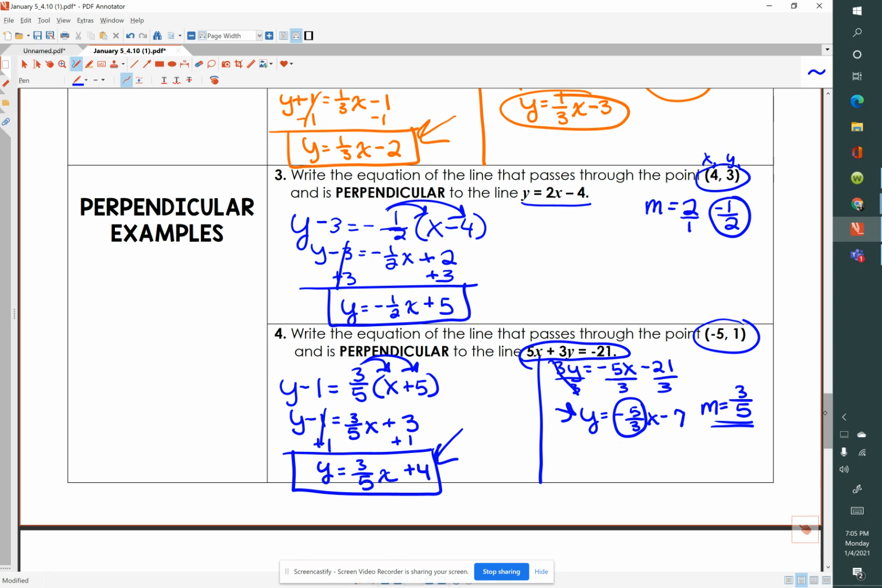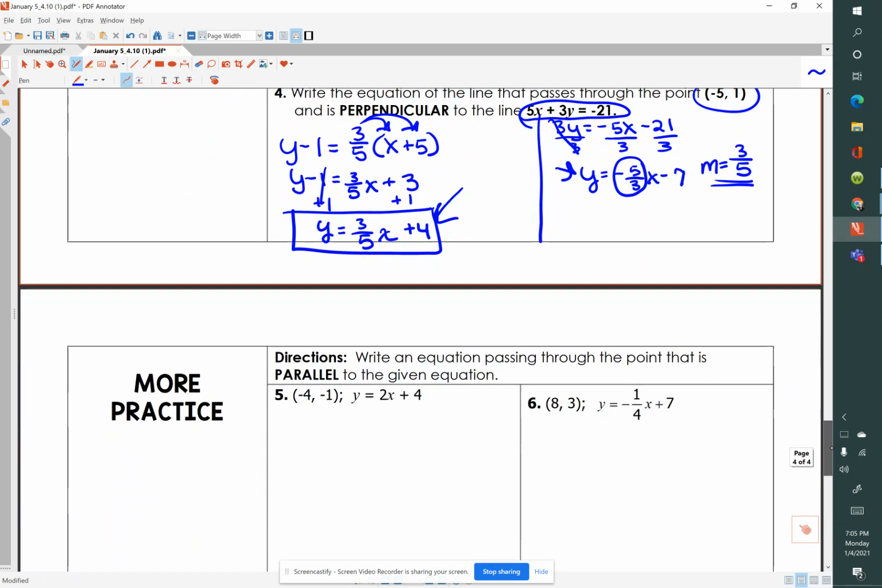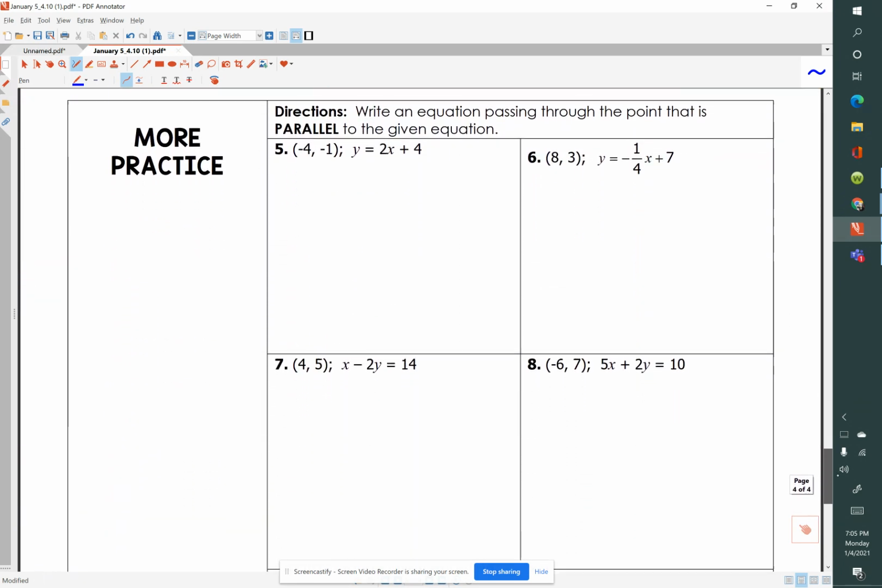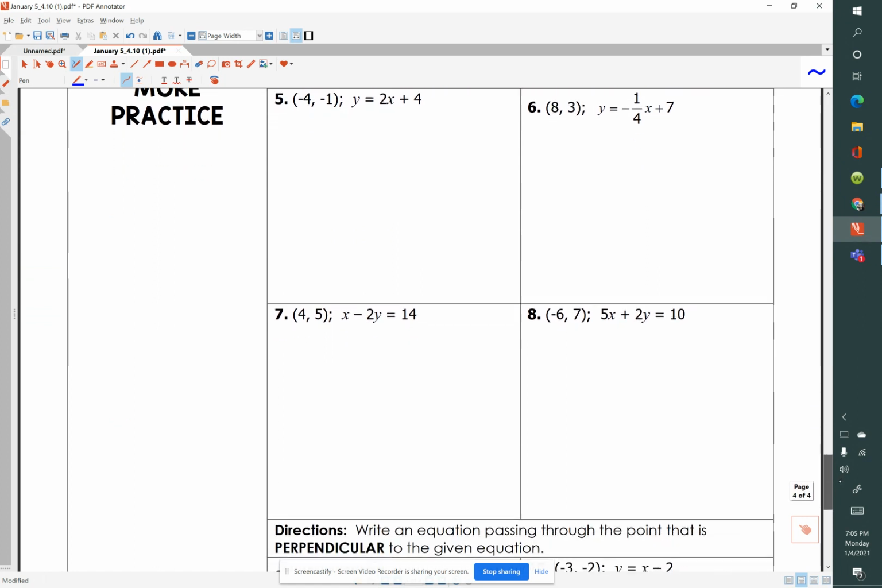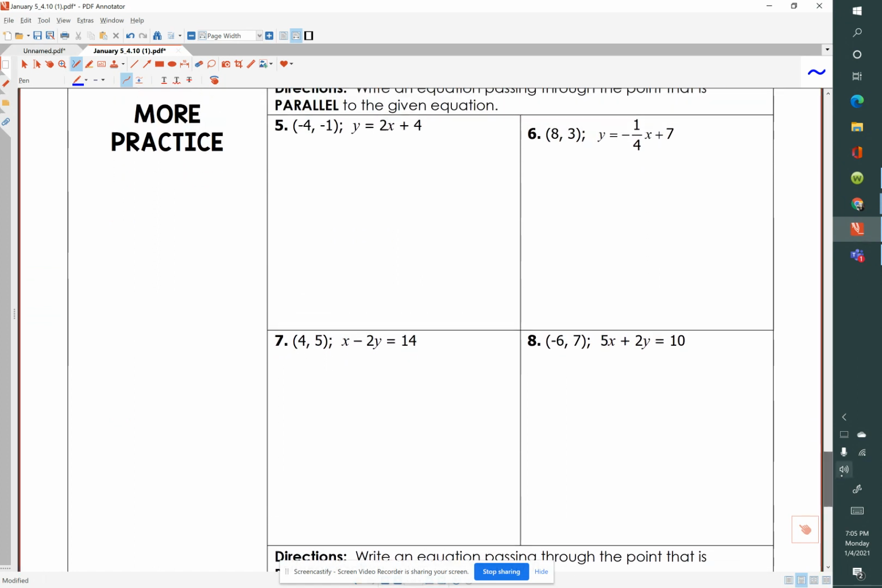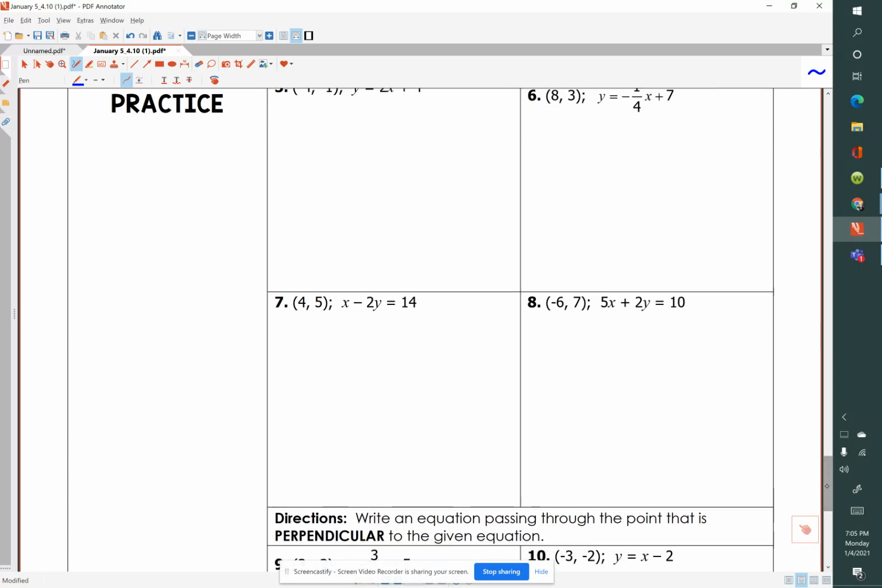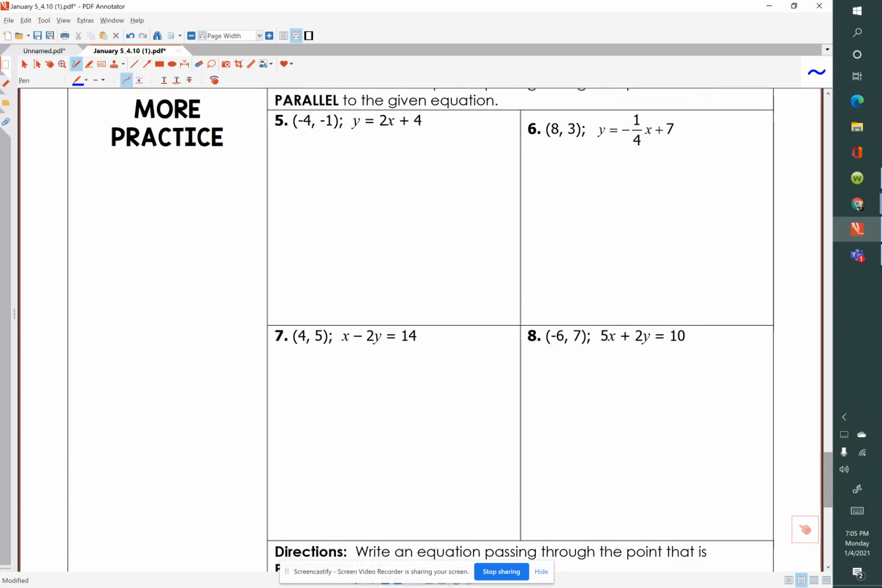So I hope you can try the next few examples. Try a few on your own. I will do all of the examples in the video, but I would like you to try a few on your own. So the next 4 are parallel examples. So go ahead and pause the video and try those, and then I will do them for you. You can check your work.